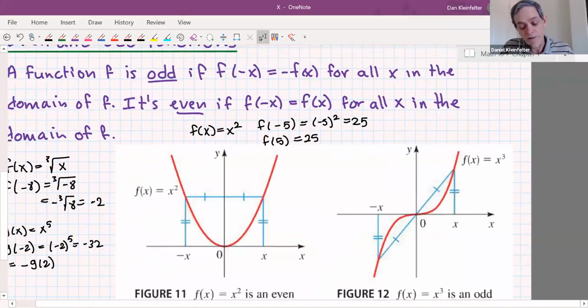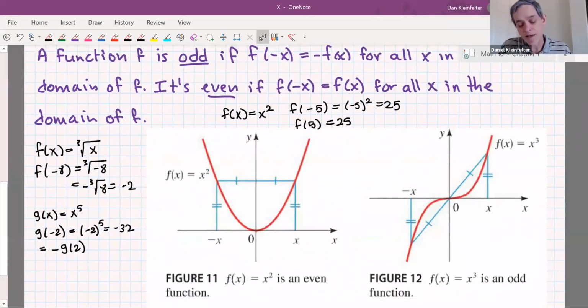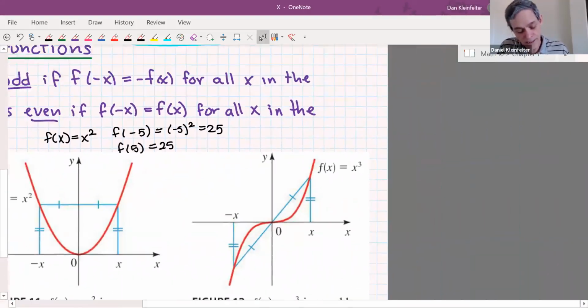I think of the exponents here as a way to remember an example of each of these functions. For the even function, x squared has an even numbered exponent, and it's an even function. For odd, g of x, for example, was x to the 5th, and it has an odd numbered exponent.